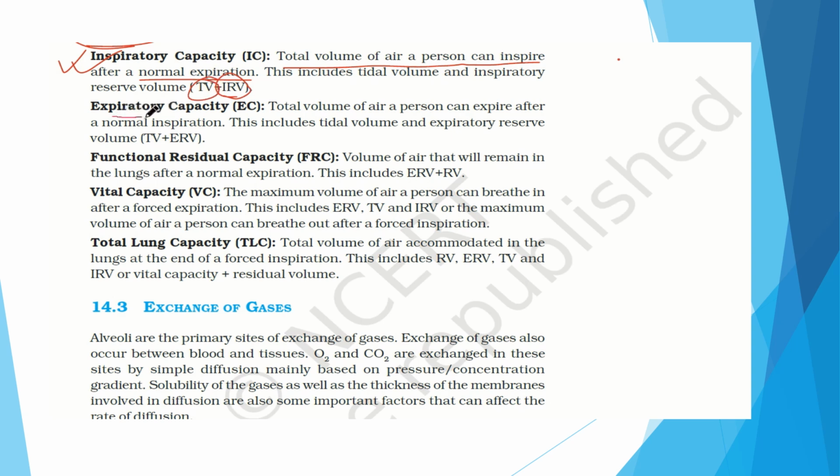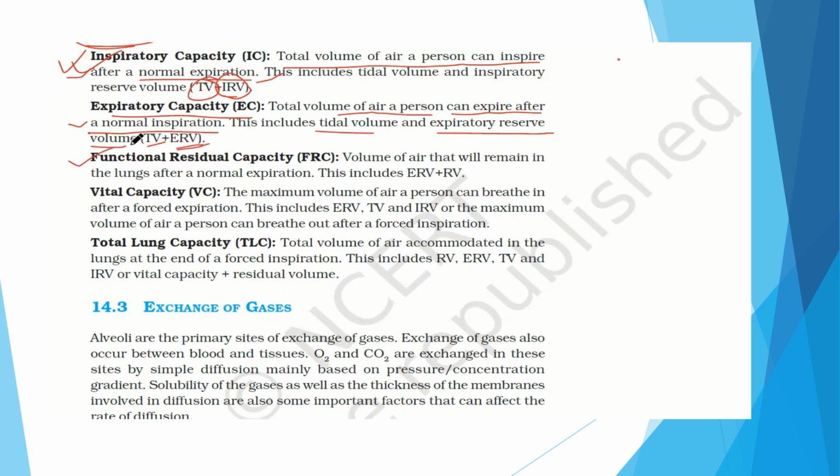Okay, so then what is expiratory capacity? It is the total volume of air a person can expire after a normal inspiration. This includes the tidal volume plus the expiratory reserve volume, right? So that is the expiratory capacity, the same as that of inspiratory capacity. The inspiratory capacity is tidal volume plus inspiratory reserve volume. This is tidal volume plus expiratory reserve volume.